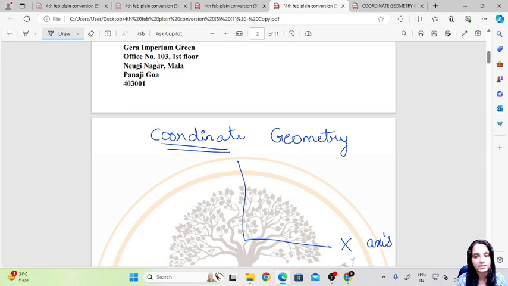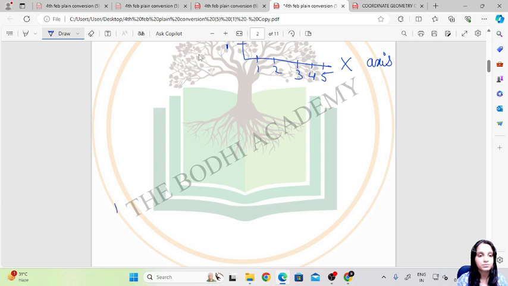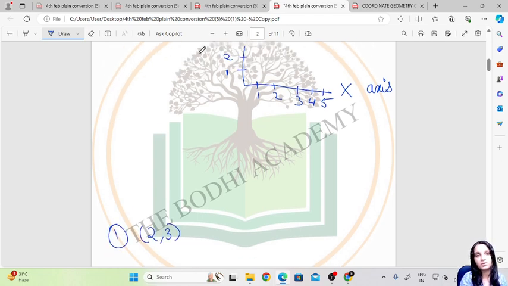X-axis, this is your x-axis, this is your y-axis, and here you mark 1, 2, then 3. Graph papers are all provided to you, so you have to use them only. Okay, this is just roughly I am drawing 1, 2, 3, 4, 5. Suppose I want to mark one point which is 2 comma 3 on this graph paper, on this graph.